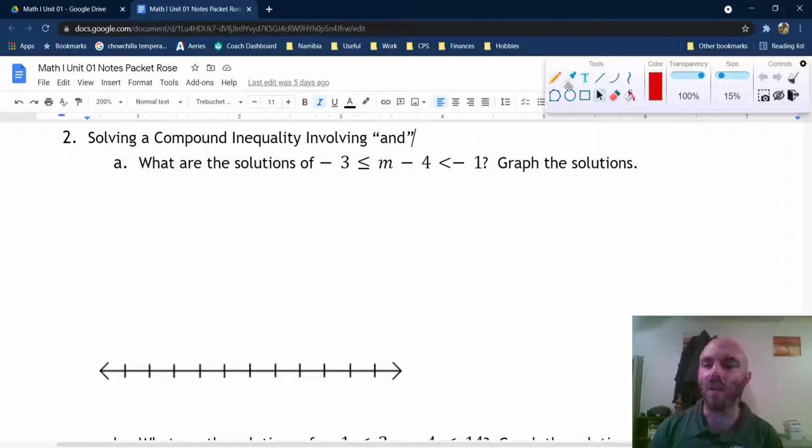Solving a compound equality using the word and. And you look at this and there's not even the word and anywhere, so maybe that wasn't the best way to label it, but that's okay because what really matters is just doing algebra. So we look here. This time we've got two inequality signs. You don't need to make these dashed lines if you don't want to. I'm just making them to help you guys organize your thoughts. And I guess the way you would read this is -3 is less than or equal to m minus 4 and less than -1. So that's where the and comes from.